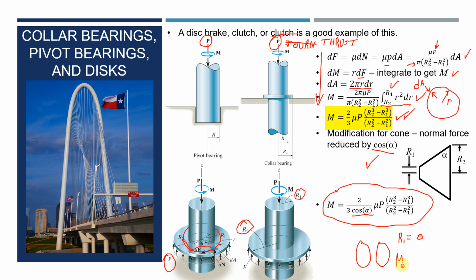And you can get a moment. This is like a clutch. 2/3 mu times the force times, and then it becomes particularly simple. It's just R2 cubed over R2 squared, which is R2. So that's for a clutch. That's probably something I want to write down. So what are my two mistakes? Thrust bearing and clutch.